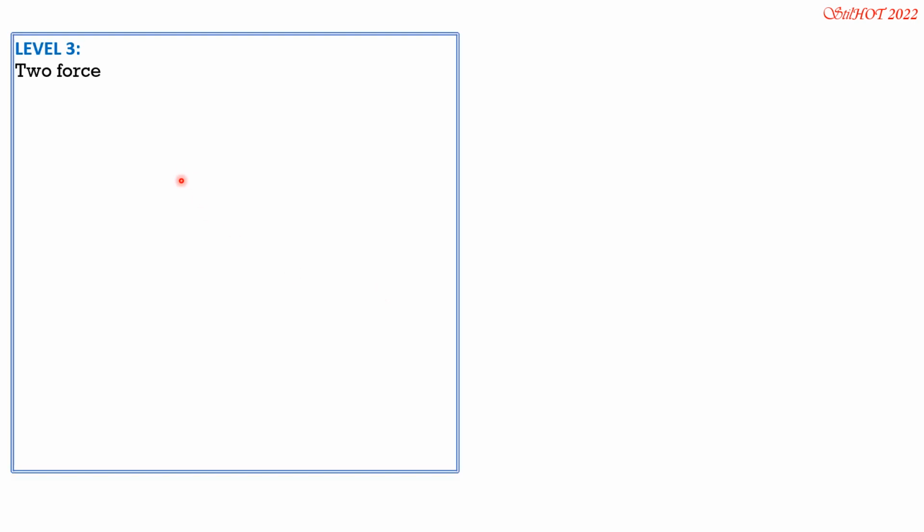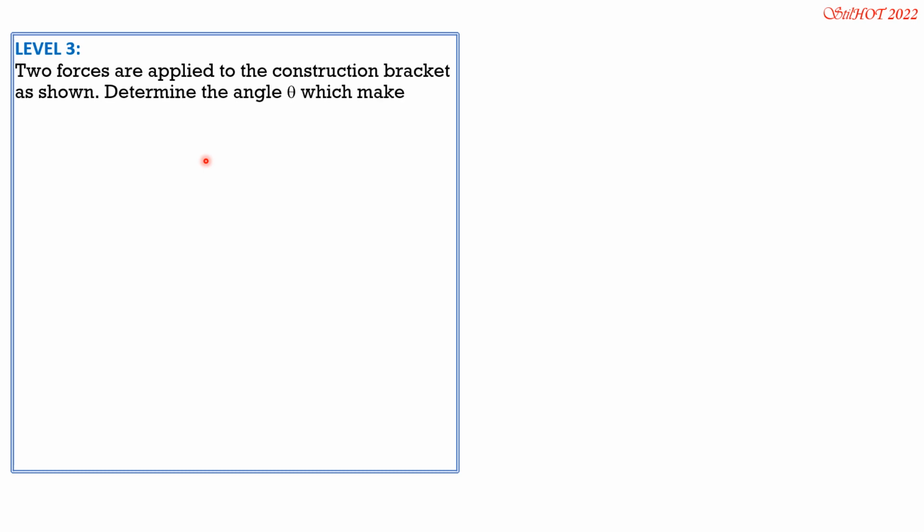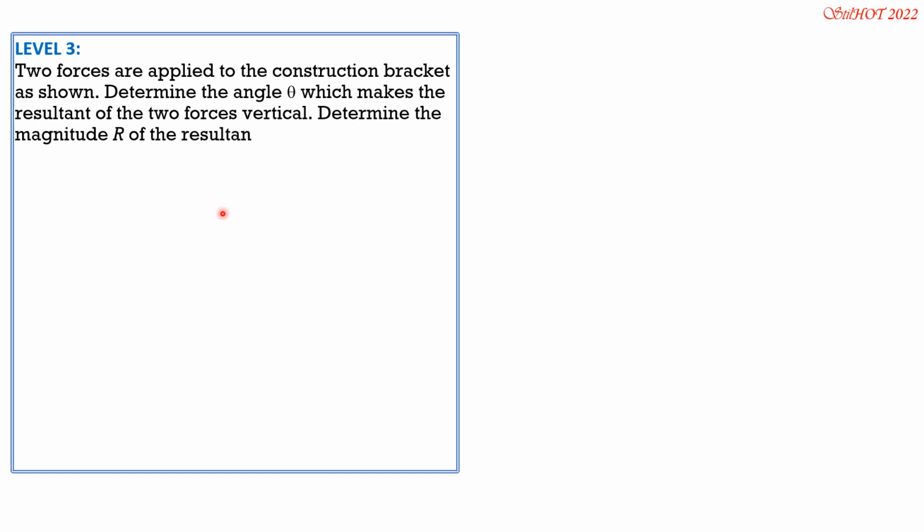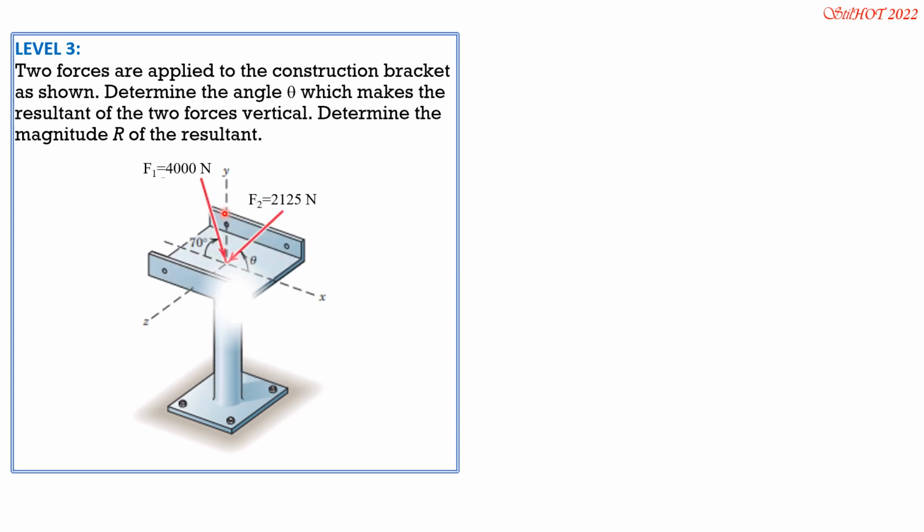Level 3 problem. Two forces are applied to the construction bracket as shown. Determine the angle theta which makes the resultant of the two forces vertical. Determine the magnitude R of the resultant. Vertical, because the components are downward, so it is negative going down. Although the figure is 3D, the components of F1 and F2 are only along X and along Y. There's no component along Z.